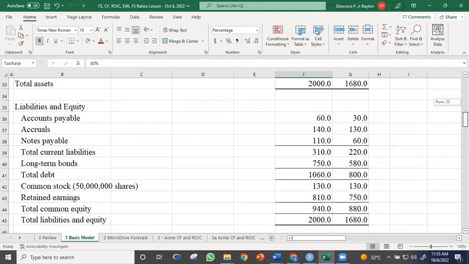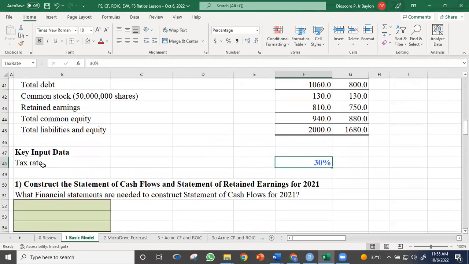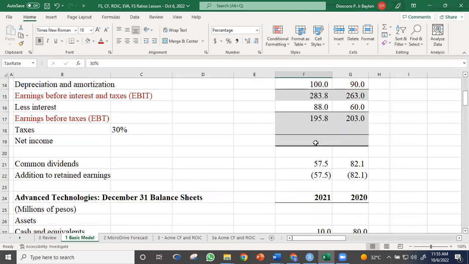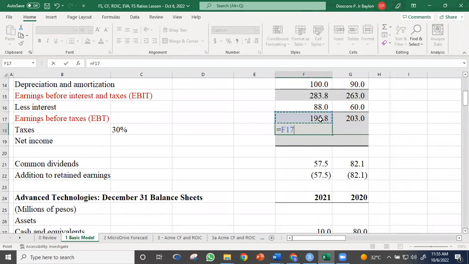So tax rate, it's already here, and we gave it a name. Okay, so tax rates. Let's use that. This is equal to your taxable income multiplied by your tax rate. There you go, tax rate. Okay, Control Enter, and we can copy this to the right.